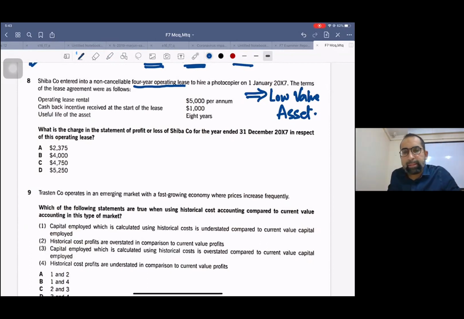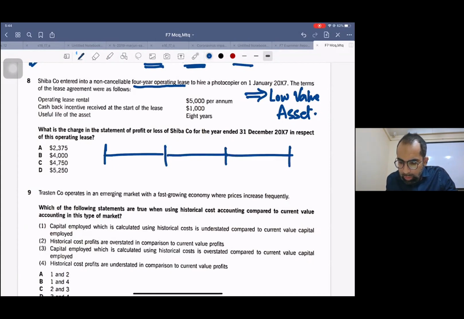Now wait, I always teach this thing in my class, and this is part of your course, and this has been examined. I have seen such past paper. This has been examined. You remember the rent free period? Do you guys remember the rent free thing? Rent free. Listen.